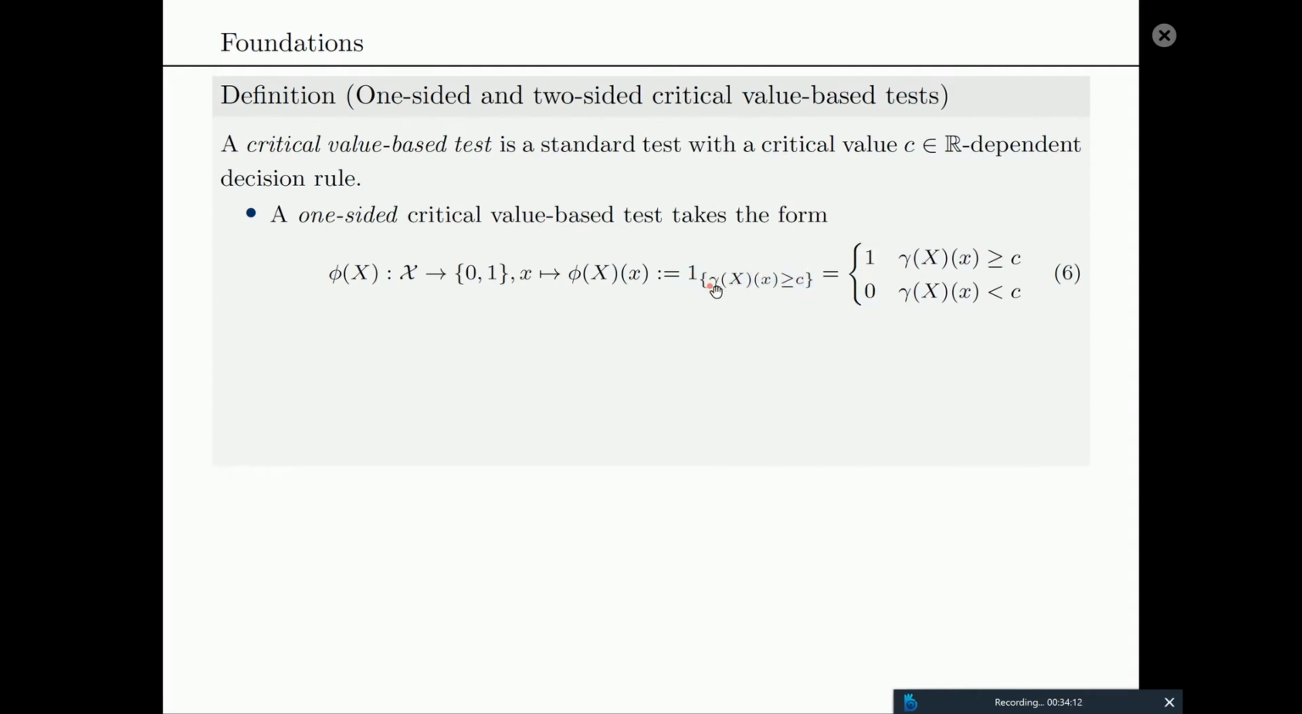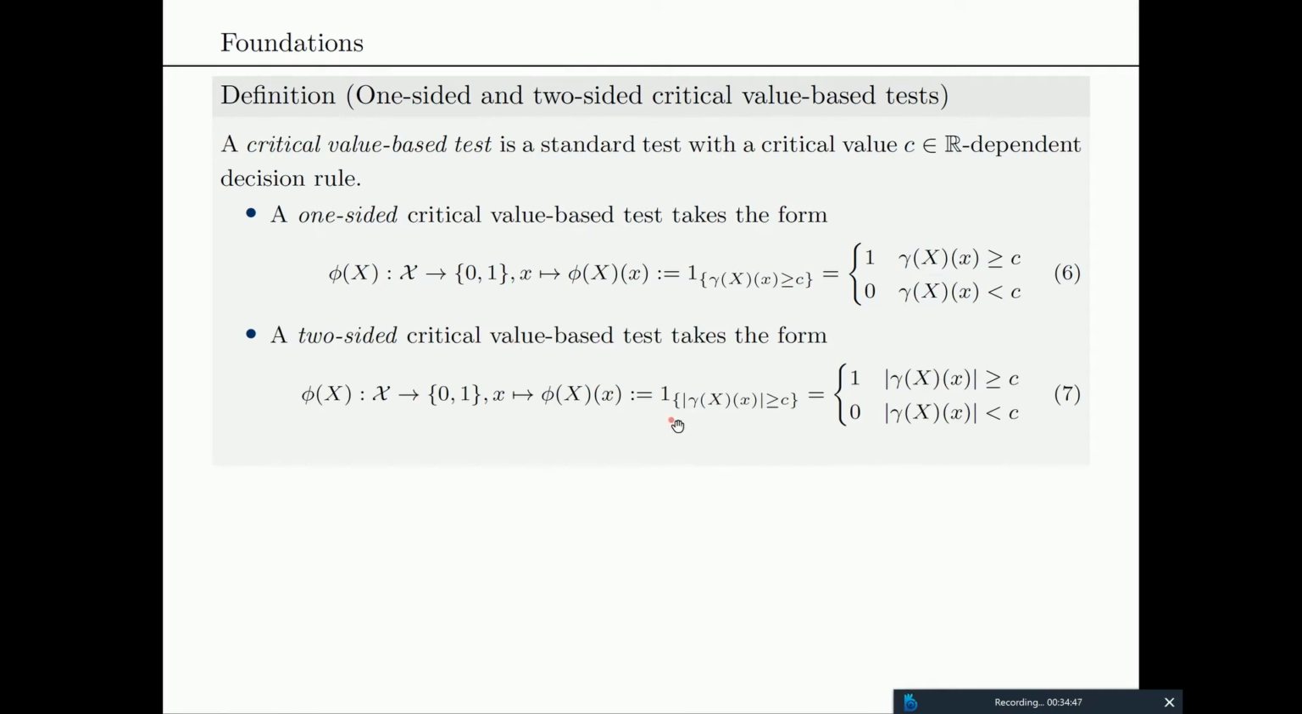So 1 with this subscript of this set means that the indicator function takes on the value 1 if the statement that you find here in these brackets is true. So if the test statistic is equal to or larger than the critical value, then this is 1. You reject the null hypothesis. If it is smaller than the critical value, you don't reject the null hypothesis. So this is a one-sided critical value-based test. You can make it two-sided by looking at the absolute value.